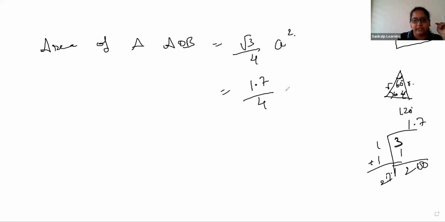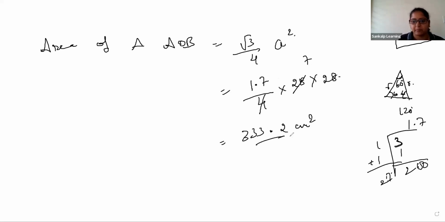So, √3 by 4 into what is a here? What was the radius? It was 28. So a square is 28 into 28. So 4 ones 4, 4 sevens 28, that is equal to, if you multiply this, we get 28 into 7 into 1.7. If you do this, you get 333.2 centimeter square. This is the area of the triangle.